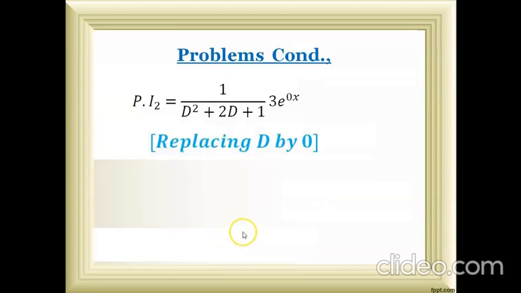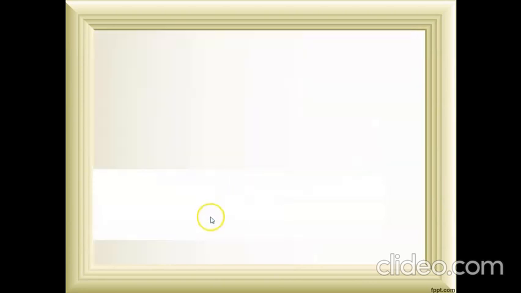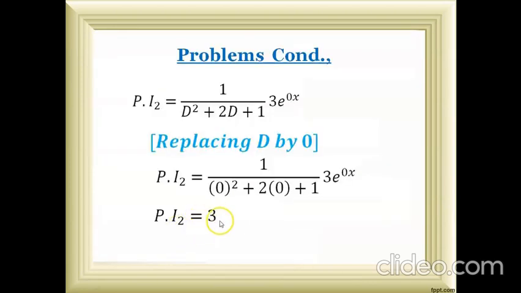So let us move on to the second particular integral. 1 by f of D into only a constant, so that into e power 0x. So here a is 0. Here I'm just replacing D equal to 0, and finally I will get the P.I.2 value as 3.